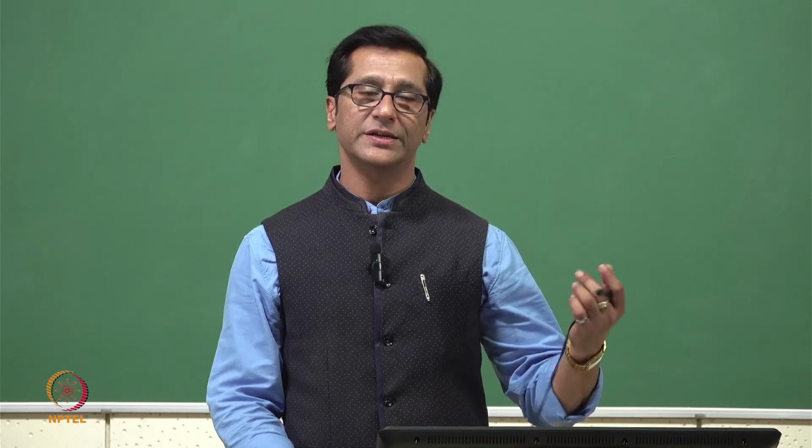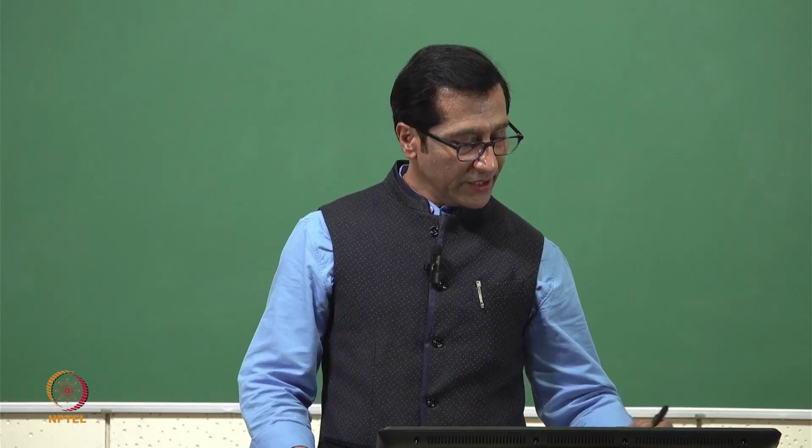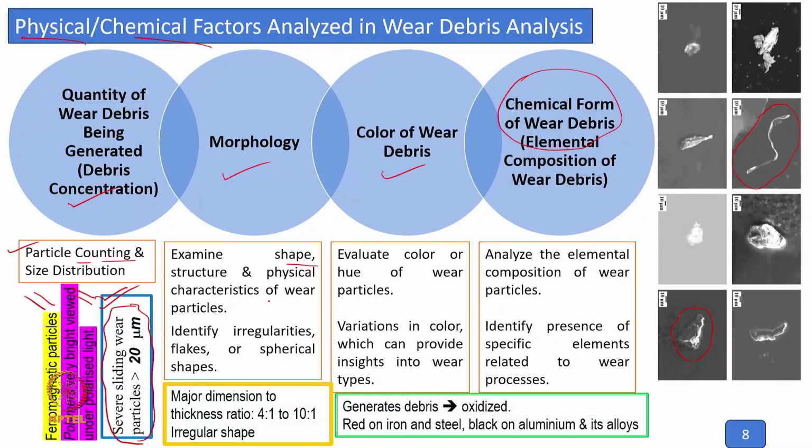particle size, particle range there. And another is morphology: we need to see the shape, the physical characteristics of the particle. If there is an irregularity, we need to figure it out. If there is some sort of flat shape or spherical shape, that needs to be identified. And as I mentioned, the major dimension to the minor dimension or thickness ratio often varies from 4 to 1 to 10 to 1.